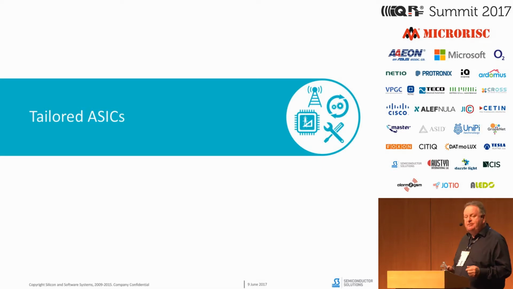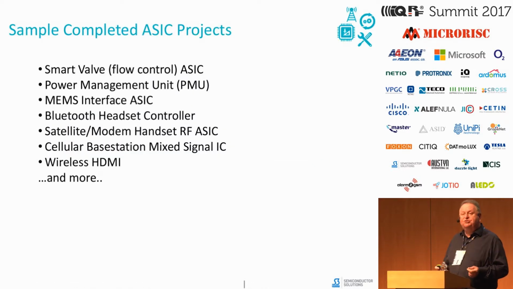These are tailored ASICs. This is just a brief list of the kind of ASIC projects that we have completed. For example, we'll talk about the smart valve flow control ASIC in just a moment, and take you through that in detail. Power management units: this customer was doing systems for automotive, really in-car entertainment systems. They had a whole range of LDOs and converters, power modules that they needed to put into one chip. And they had a space problem, so they needed this.